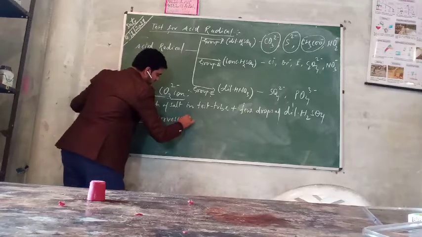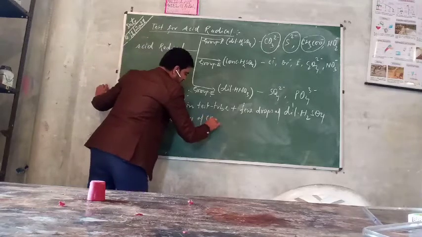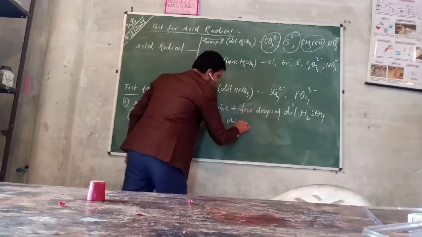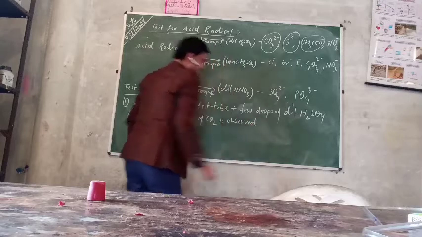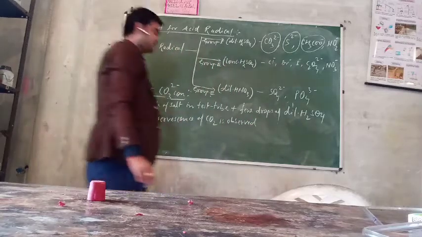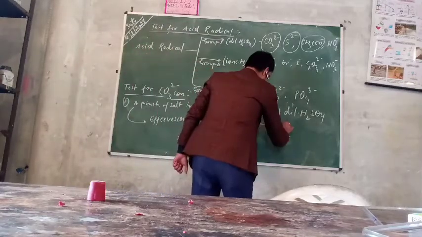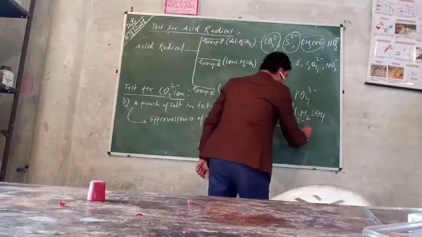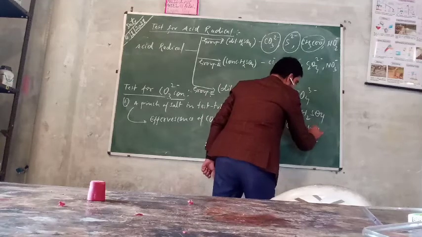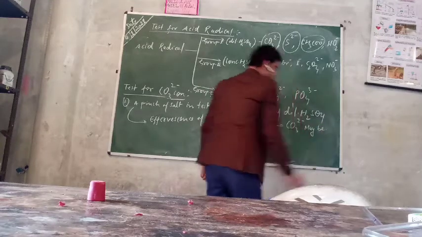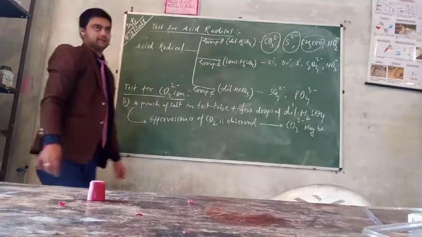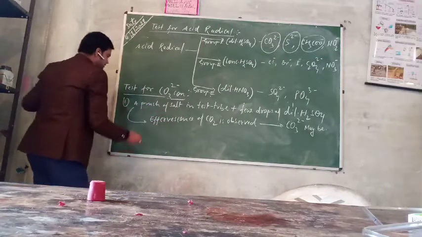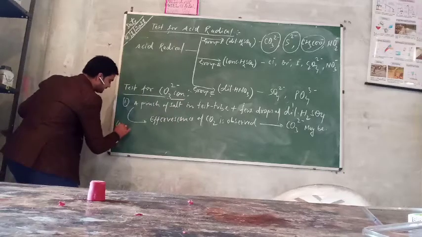effervescence of CO2 is observed. That means the carbon dioxide gas will liberate in this case. Clear? And when the carbon dioxide gas liberates, you will confirm that the given salt contains carbonate ion. Clear? This may be present in your salt. Understand? Now after the common test, you will use the confirmatory test.